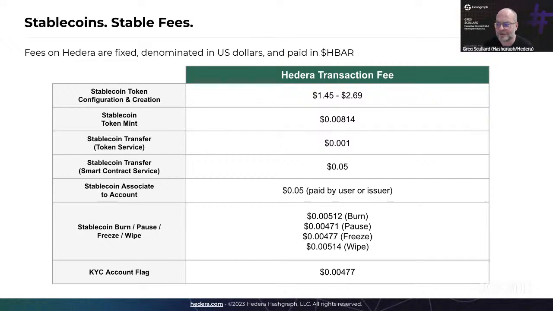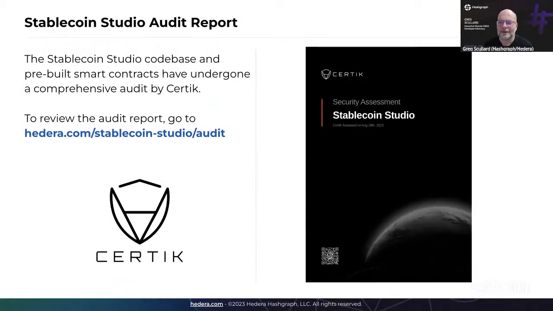So the creation of a stablecoin is up to $2.7. Minting is just above 8,000th of a US dollar. The transfer is 1,000th. You can transfer as well through the smart contract, which is associated with the stablecoin. That's 5 cents if you want to use the stablecoin. And you can see all of the other management operations are extremely cheap and fixed.